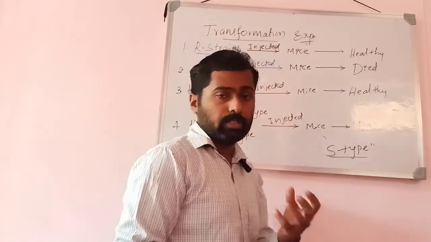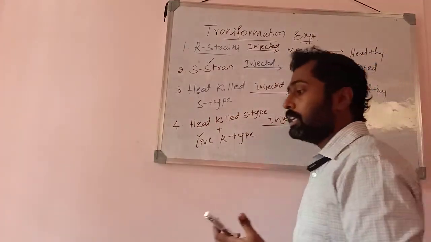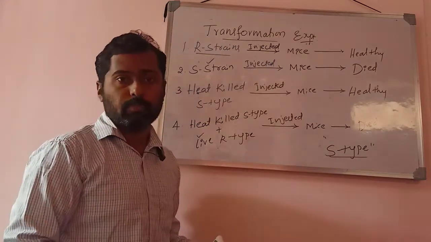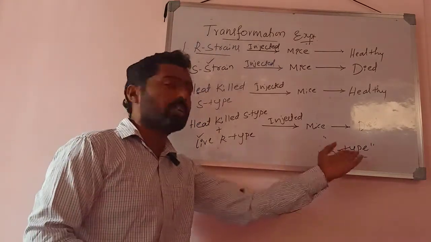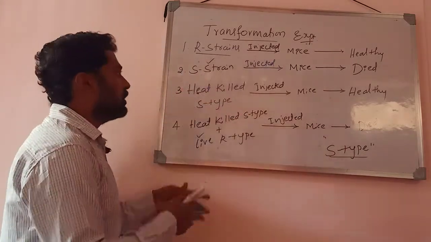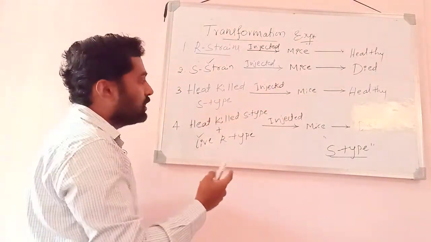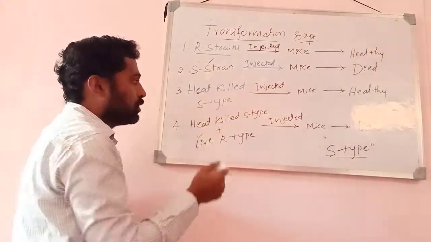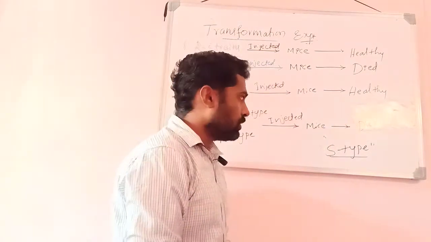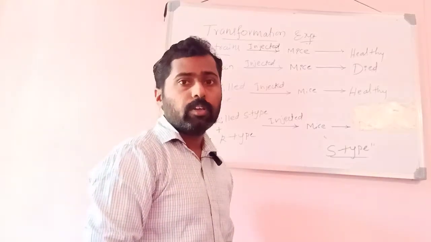Once he observed the bacterial cells isolated from the dead mice, where he found the S type, he wondered what mechanism is behind the conversion of R type bacteria into S type. Isn't it? Here the R type bacteria get converted into S type. But he injected heat killed S type, and in the previous step the mice remained healthy. In the next step, he mixed the heat killed S type solution with the live R type bacteria, injected it into mice, and the mice died. He isolated the bacterial cells from the dead mice, and found S type bacteria.